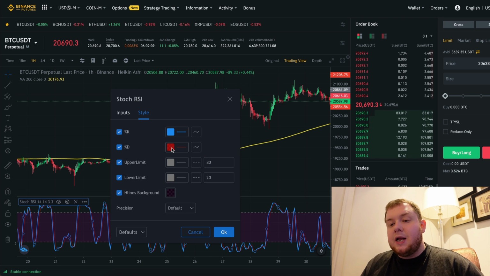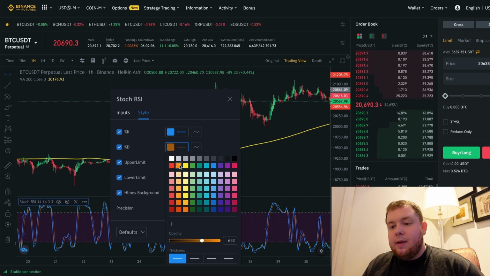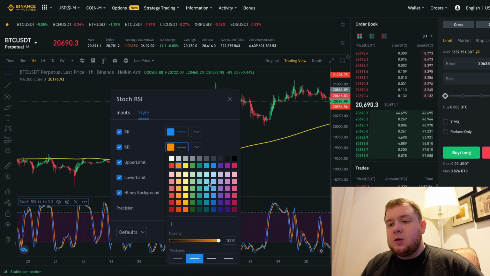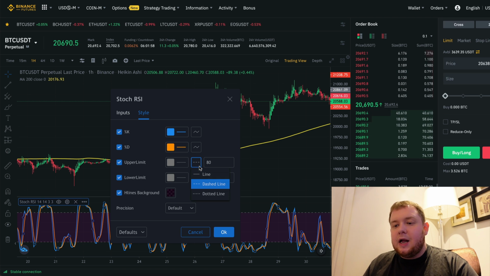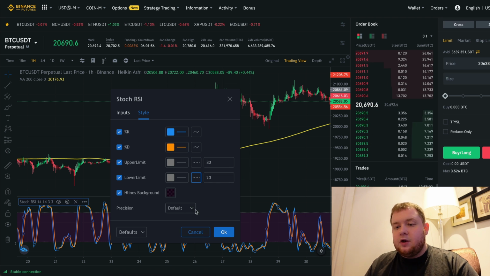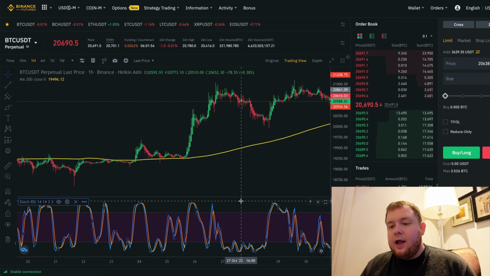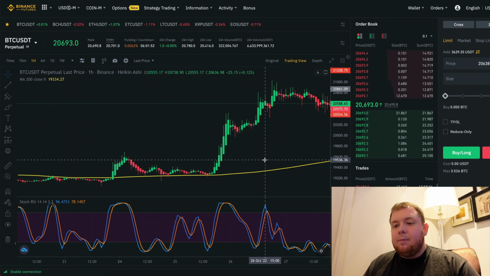Then we want to do the percent D line right here. Again, we want to make it orange, we want to increase the opacity right there, and we want to increase the thickness just a little bit. Then if you want to as well, you can change this line here to dotted line, and this one here to dotted line, and then we can click OK. So it should be looking a little bit like this.